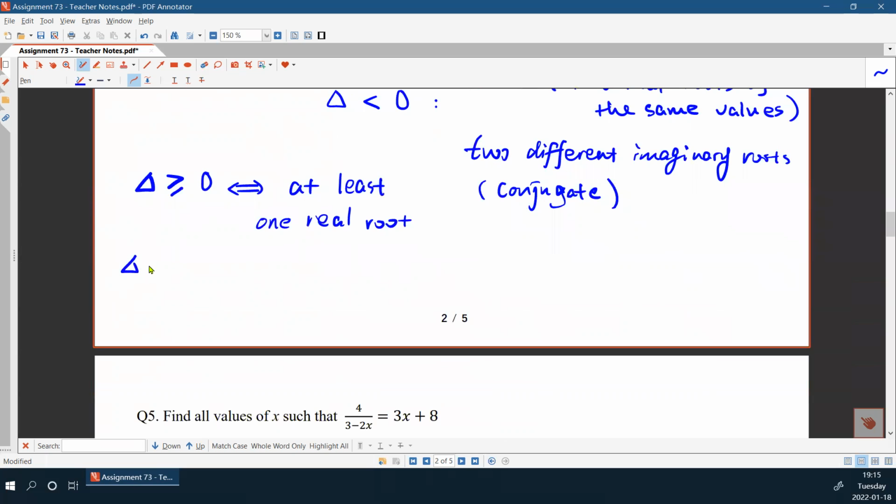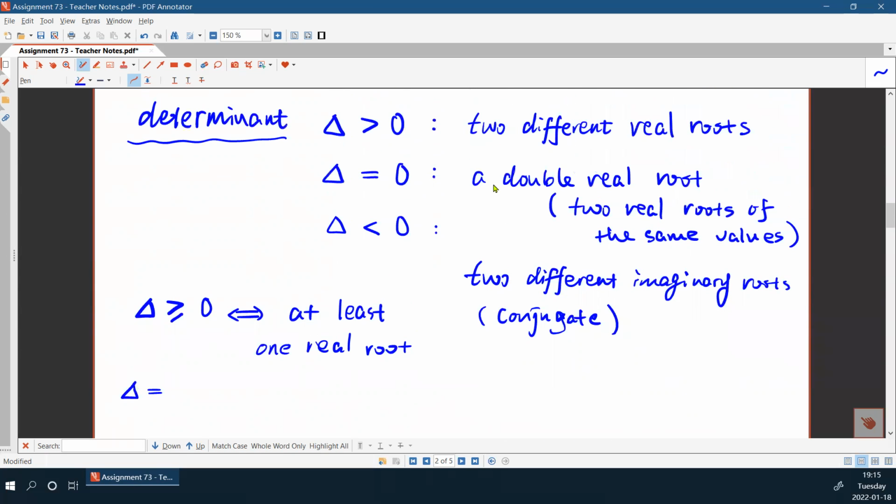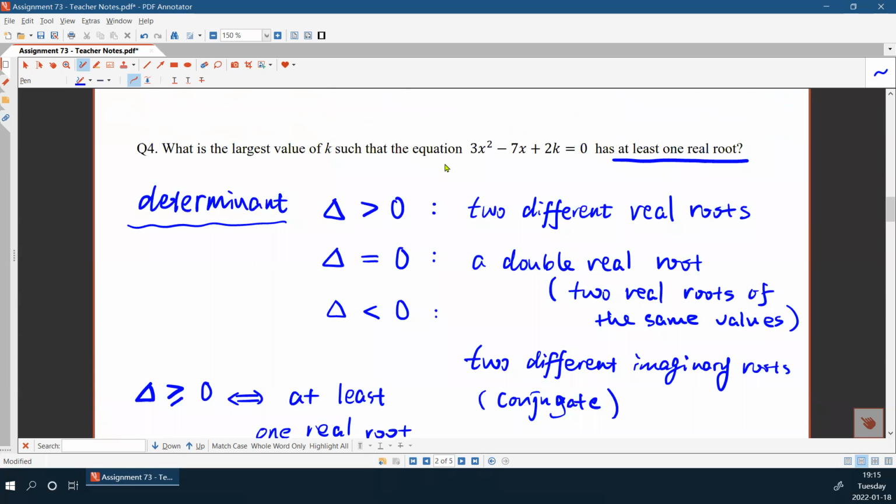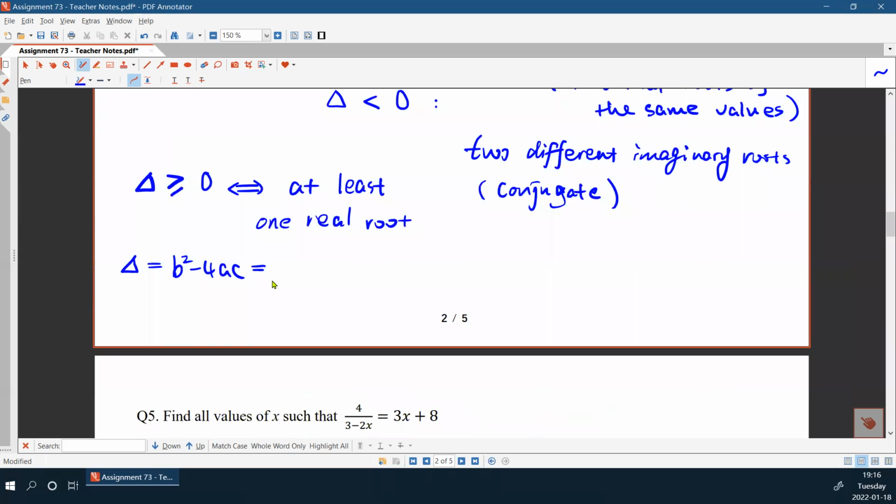Okay, so first of all, let's calculate what delta is in this particular question. Delta is defined as b squared minus 4ac. So first of all, we need to identify what a, b, and c are, right? So a is the leading coefficient, which is 3. b is the coefficient of x, which is -7. And c is a constant, which is 2k. So let's put all the values in. b squared minus 4ac is -7 squared minus 4 by a is 3 by c is 2k, which is 49 minus 24k, right?